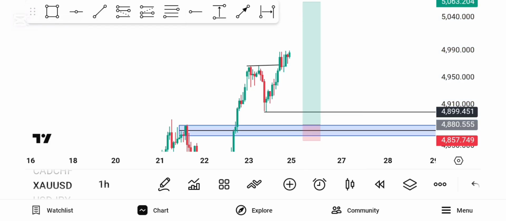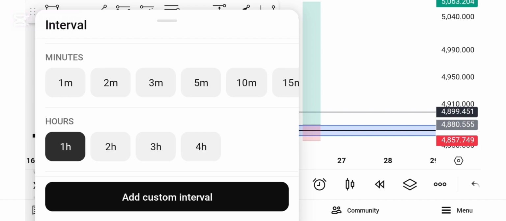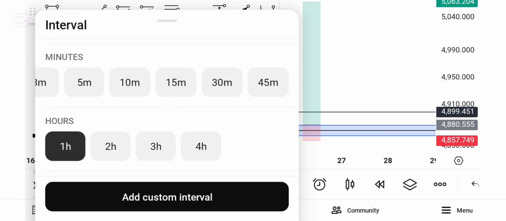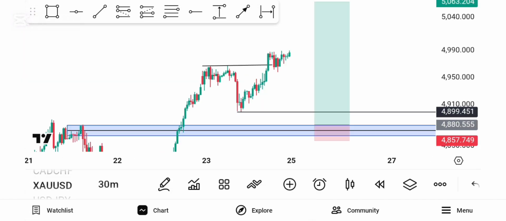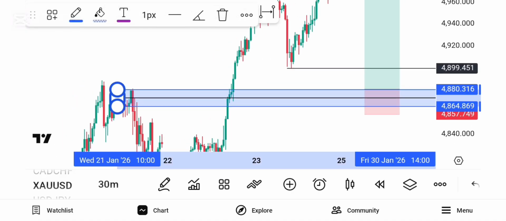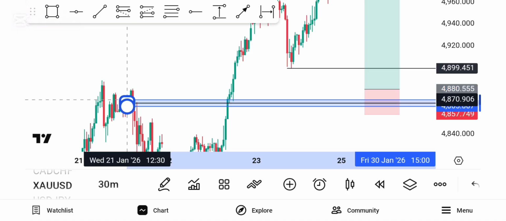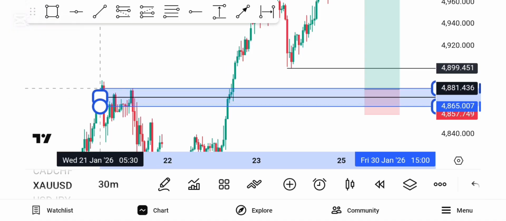So let's scale down to the lower time frame, like the 30 minutes or 15 minutes time frame, so we can see the breaker block very well. On this 30 minutes time frame, the breaker block is actually showing here. I hope you guys can see it clearly. So this is the breaker block here.